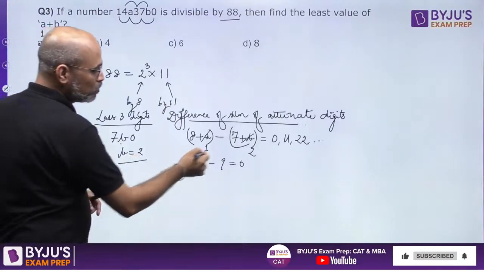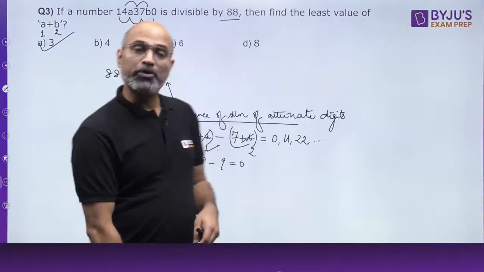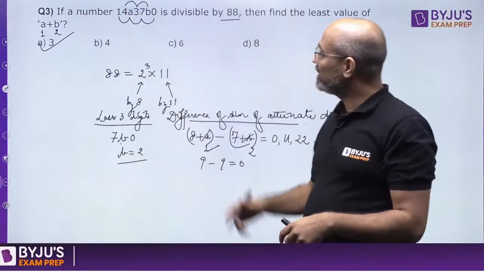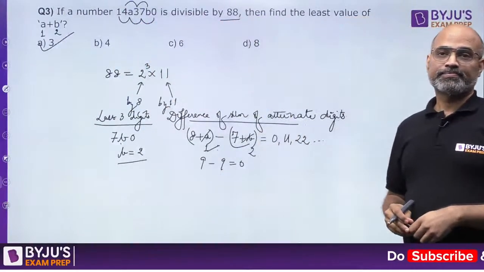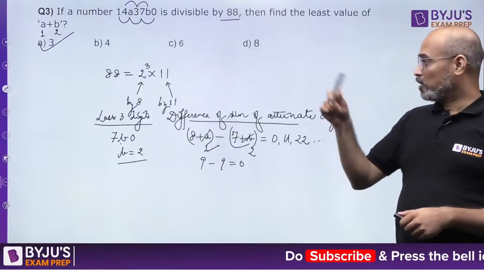So for b's value 2 and a's value 1, you are going to get the answer that the given number is divisible by 88. I hope this is clear.